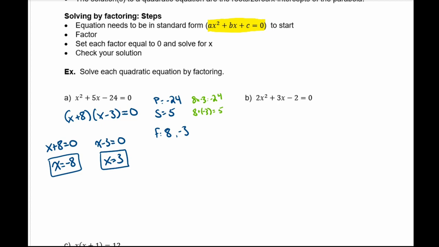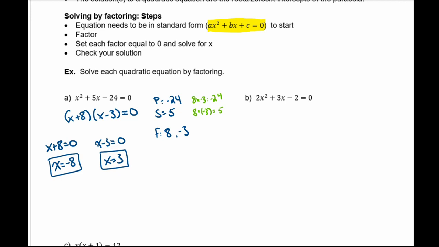Remember from the lesson on this topic that we can have three possible scenarios for our solutions. We could have two answers, like we have here. We could have one answer, or in some cases we could have no answer. So all three scenarios are acceptable. Again, one equation is only going to have one scenario, but all three are possible.